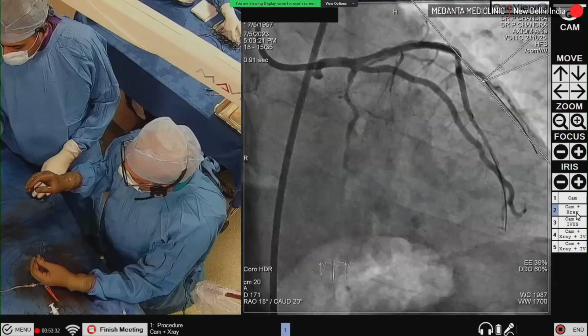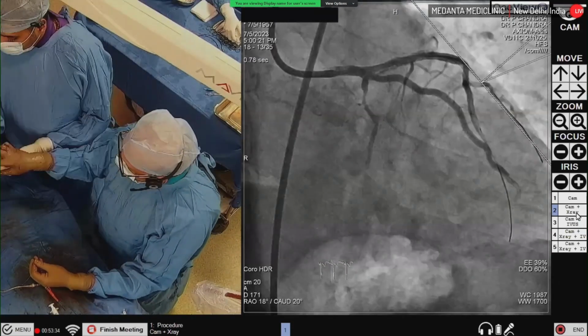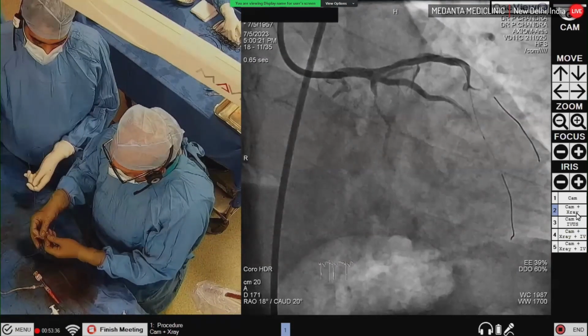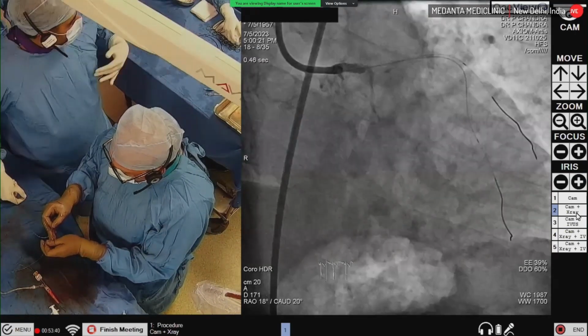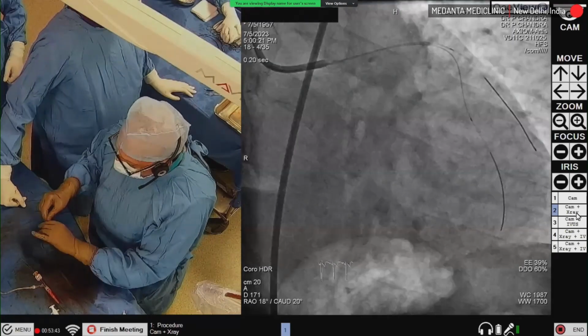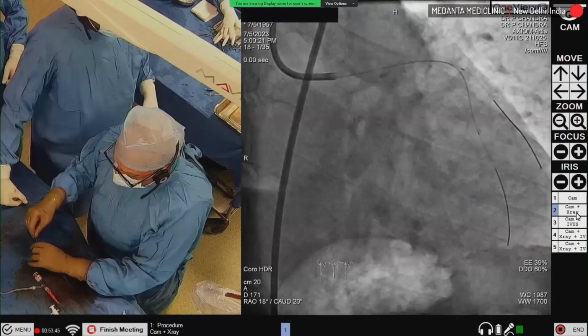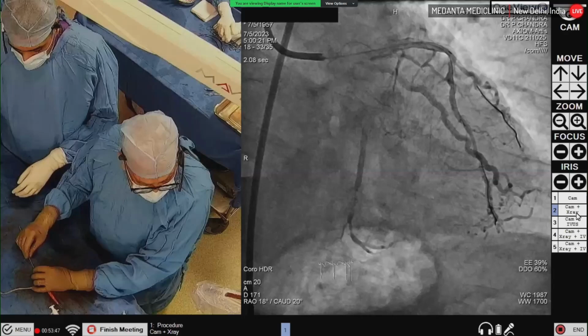Epicranial. Ask him if he still has pain. Ask him about the chest. How is he feeling now? Feeling okay?